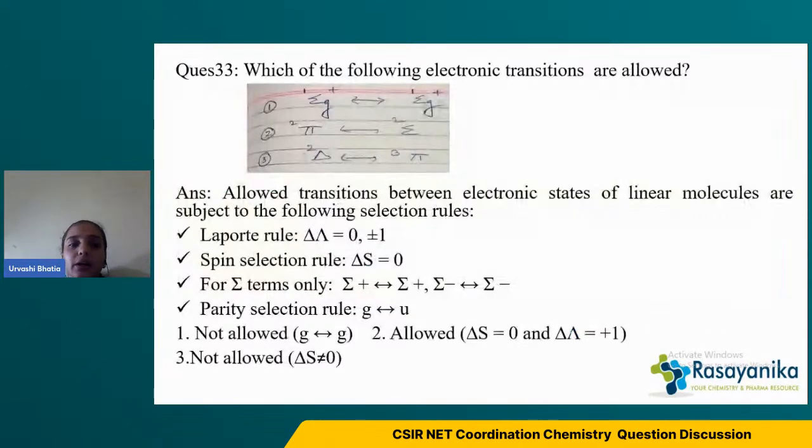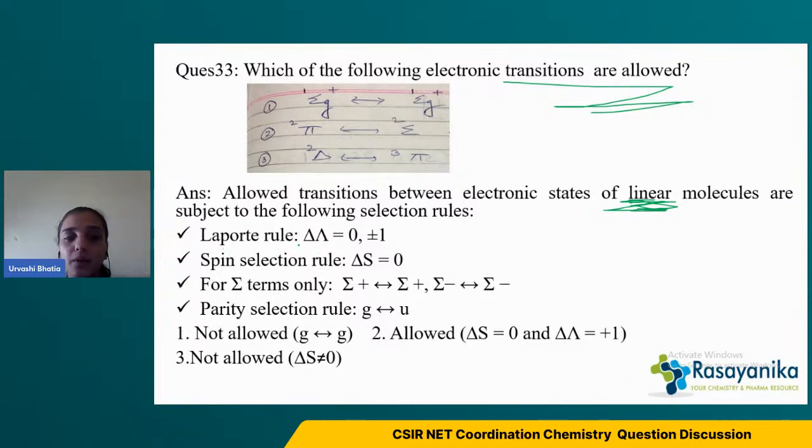This is also related to the previous term symbols question itself, because such questions are asked, which are allowed, which are forbidden. So you should know this. Which of the following electronic transitions are allowed? Okay. So allowed transitions between the electronic states of linear molecules are subject to the following selection rules. Linear molecules, you should know this. O2, H2, right? N2, for example. Laporte rule.